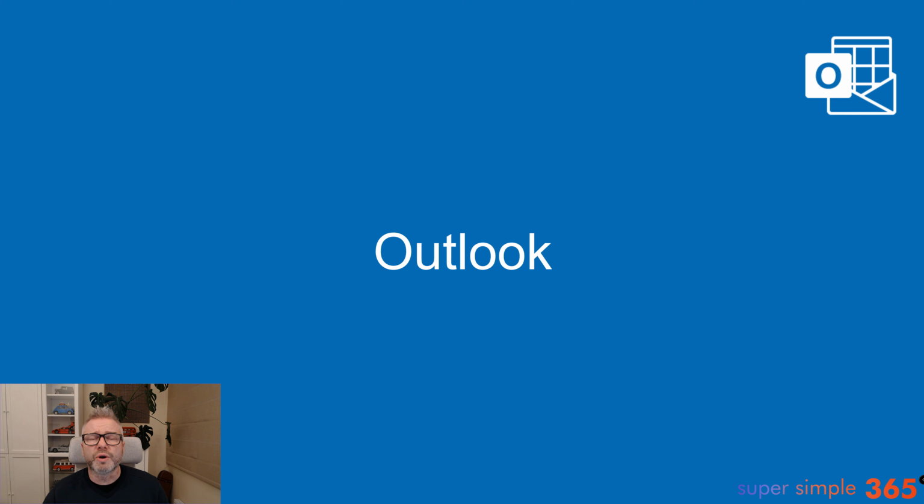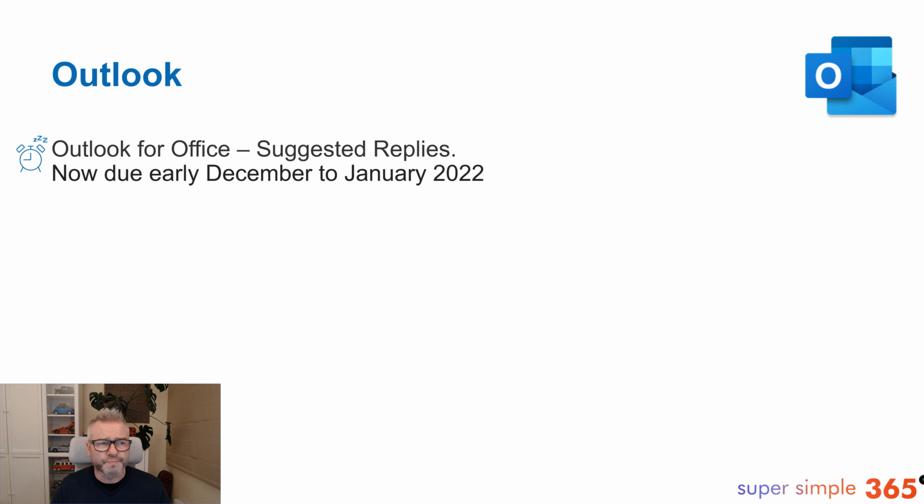Okay, so now we're on to Outlook. Not a lot this week for Outlook. We can see we've got a delayed release here. Outlook for Office suggested replies. So it's going to give you a set of suggested replies to an email, but that is pushed back. So you can see that it's due early December to January. So that's going to be any time now for most of us.